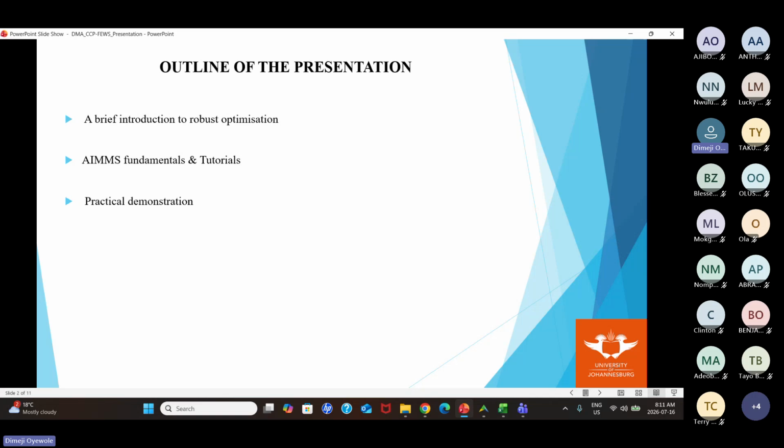Now, the advantage that AIMMS brings into place is that, in as much as you understand the syntax of AIMMS, you can, within the environment of AIMMS, do whatever you want to do. You construct your model, your objective function, your multi-objective function, your constraints. You do all of those things within the environment of AIMMS, which makes your work easier than if you have to do it from scratch, right? So we look at AIMMS fundamentals, and then we take a practical demonstration to help our understanding.